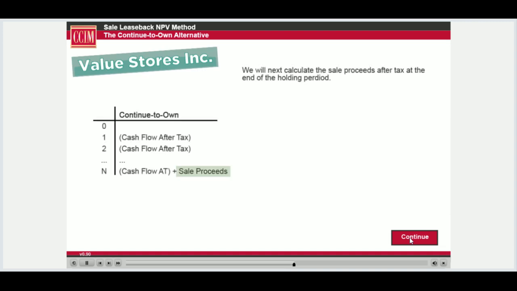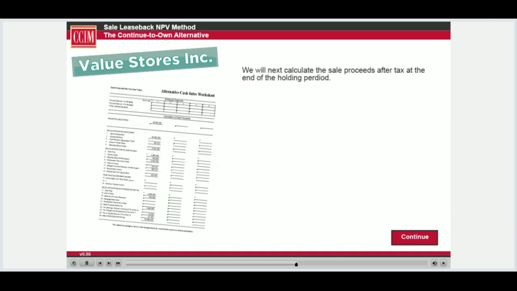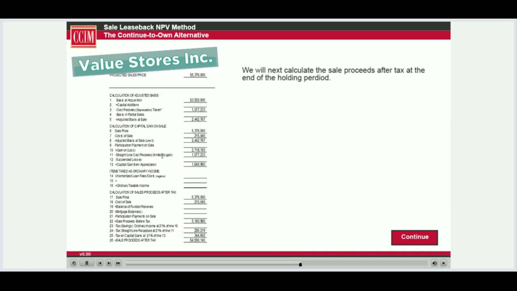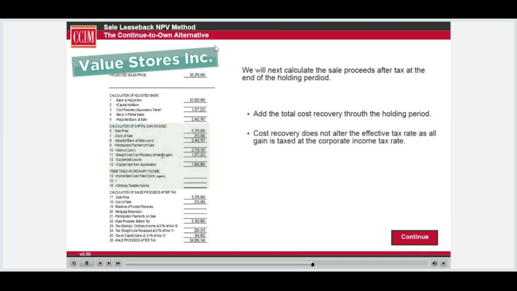Calculate the sale proceeds after tax at the end of the holding period. In this calculation, the total cost recovery taken includes that from the time of acquisition 5 years ago to today, in addition to the total cost recovery taken for the projected future occupancy period of 10 years. In this sample problem, cost recovery does not alter the effective tax rate, as all gain is taxed at the corporate income tax rate. In the case of an individual or sole proprietorship, it would have a greater impact since different sources of gain are taxed at different rates.